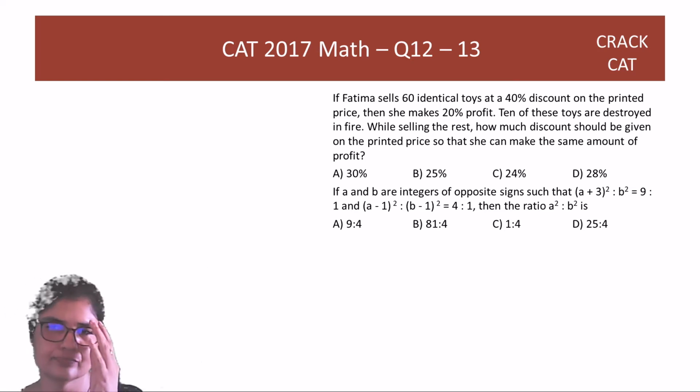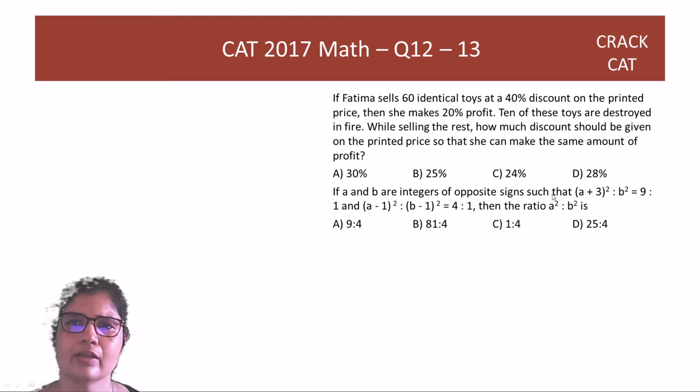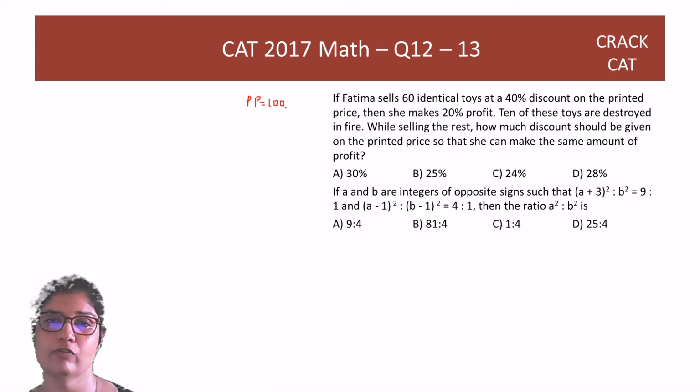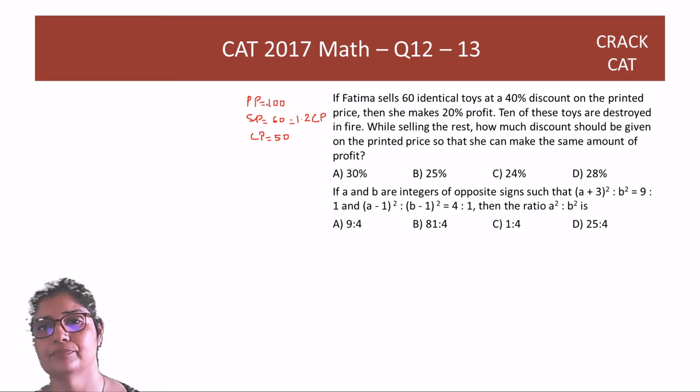Fatima sells 60 identical toys at a 40% discount on the printed price. Then she makes 20% profit. Let's say the printed price, guys, is 100. So she's selling at 40% discount. That means selling price for one is 60. Even then she is making a 20% profit. So this 60 must be 1.2 times cost price. So cost price must be 50. So she is marking up at double.